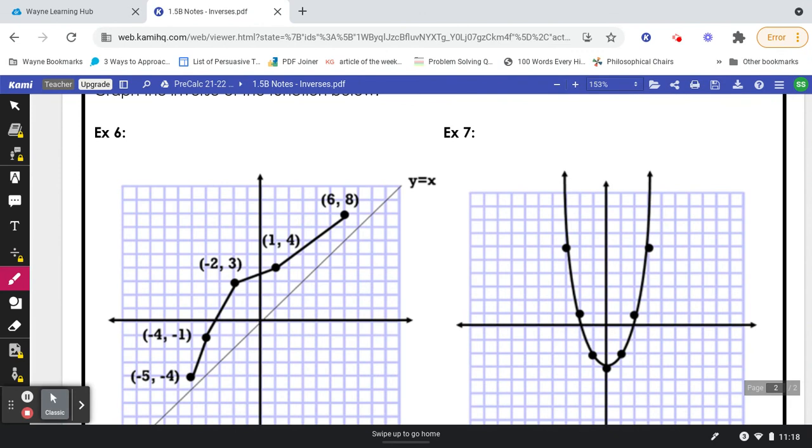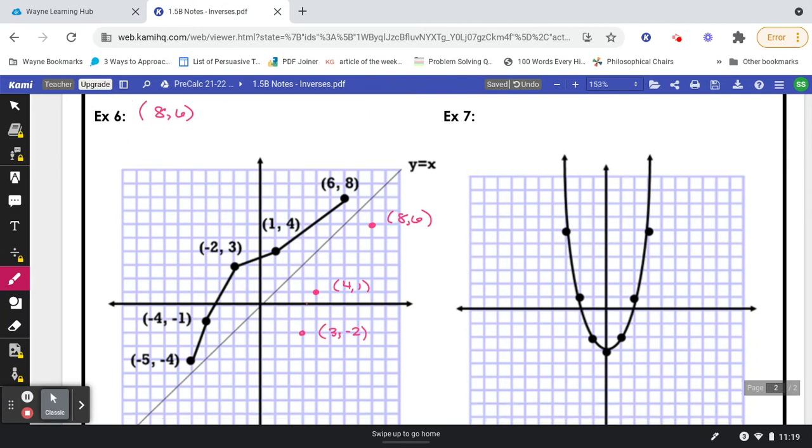And if you want, you can make a little list up here of the ordered pairs, or you can just directly start plotting 8, 6. You can write the ordered pair next to the dot if you want. You don't have to. 1, 4 becomes 4, 1. There. -2, 3 becomes 3, -2. -4, -1 becomes -1, -4. And -5, -4 becomes -4, -5.